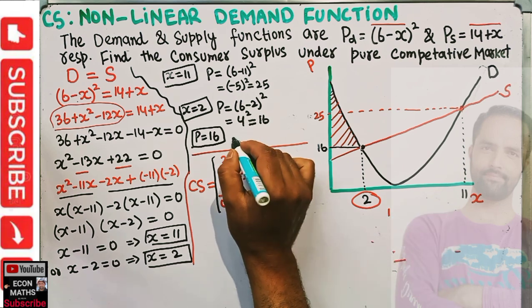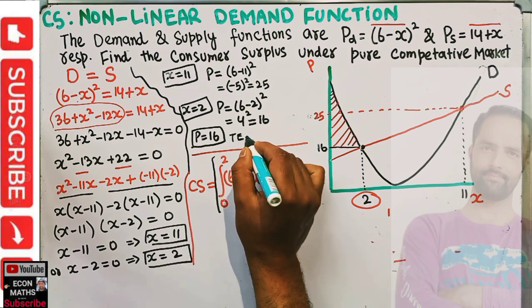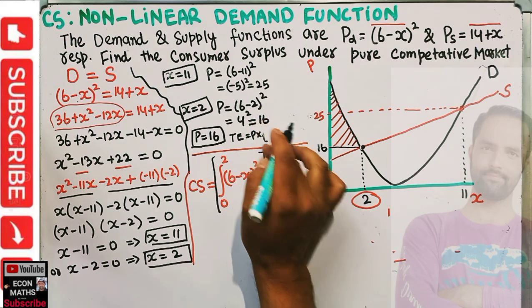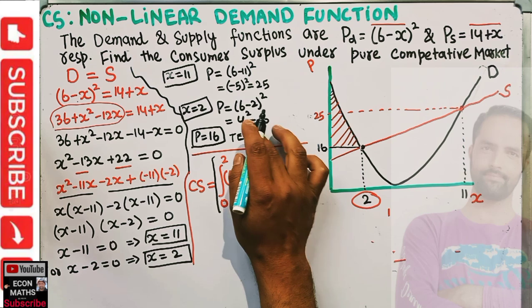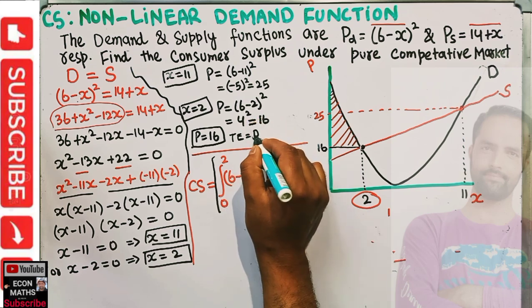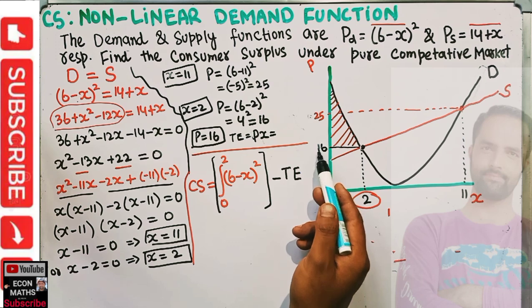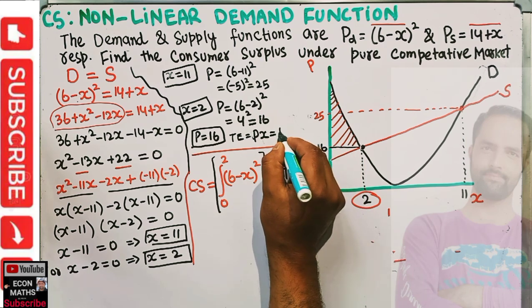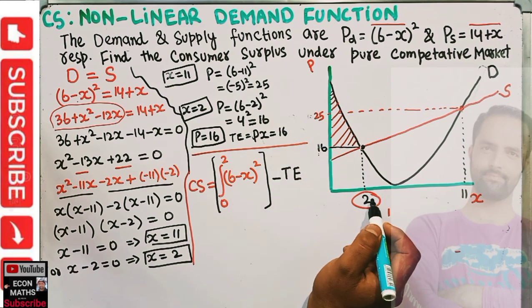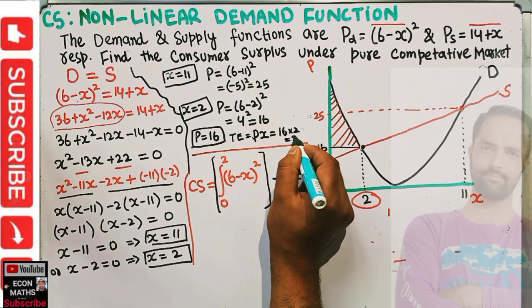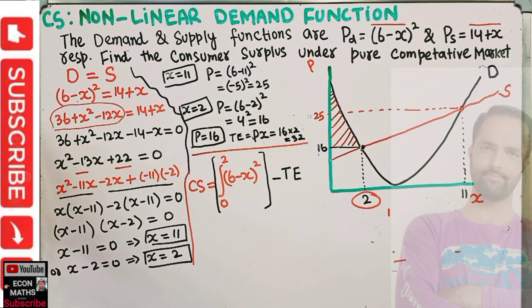So what is our total expenditure? Total expenditure is simply price into quantity, p into x. So what is our equilibrium price, which I assumed, which is 16, into the quantity being transacted, that is 2. So this comes out to be 32. So our total expenditure is 32.